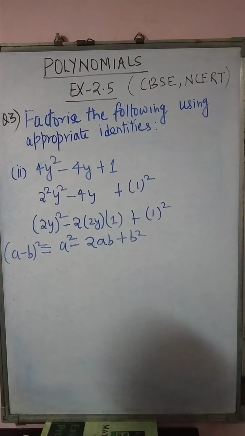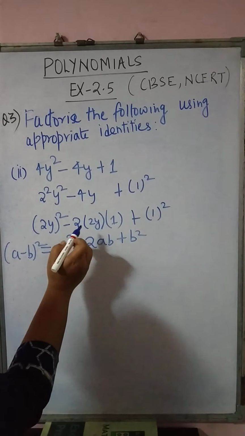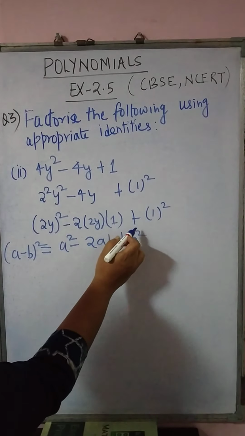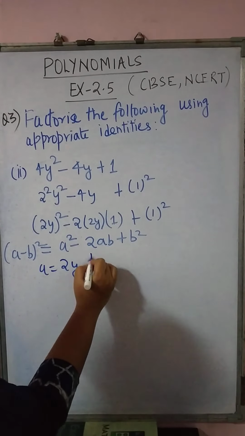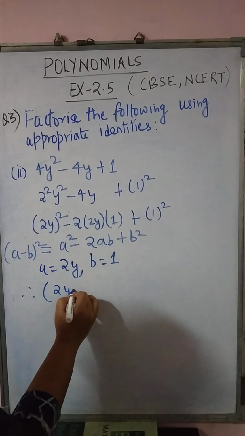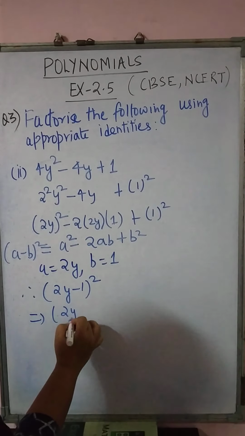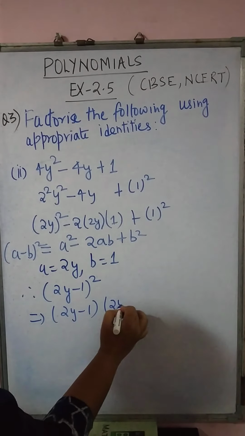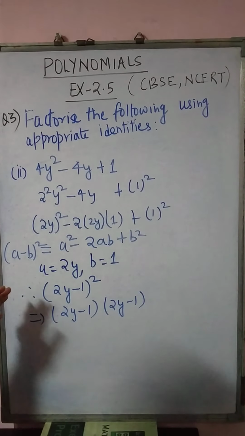So what is a here? What will you take as a here? In a square minus 2ab plus b square, a is 2y and b is 1. Therefore 2y minus 1 whole square, and further, the last step, 2y minus 1 into 2y minus 1. Now we'll do the next part of question number 3.